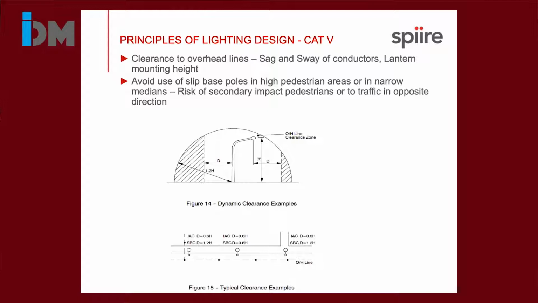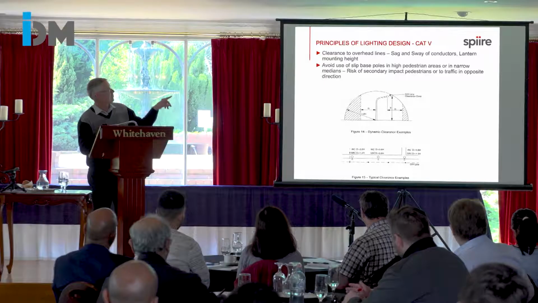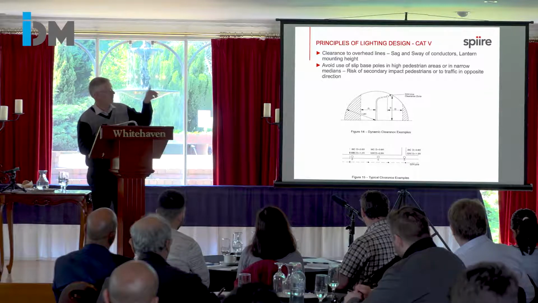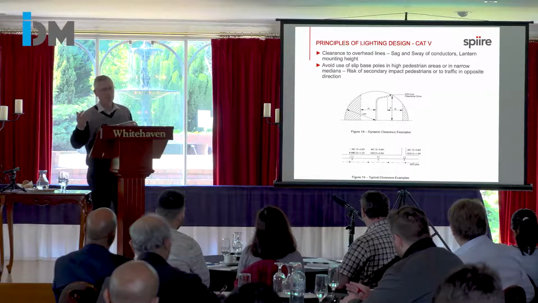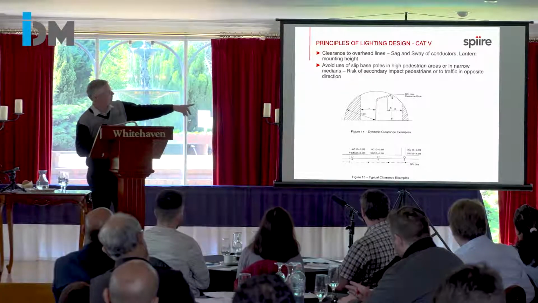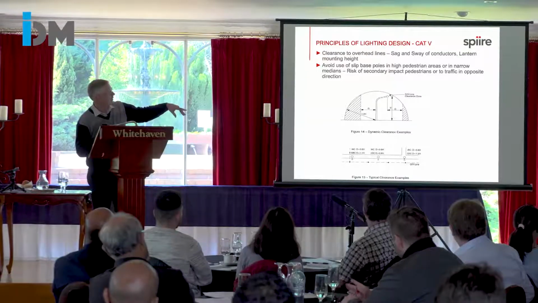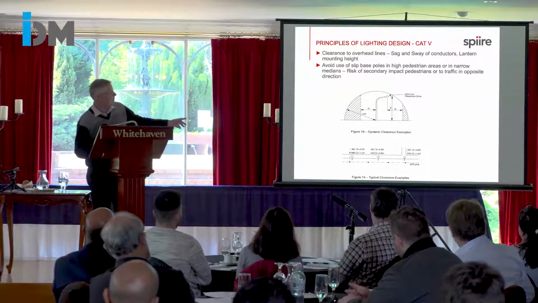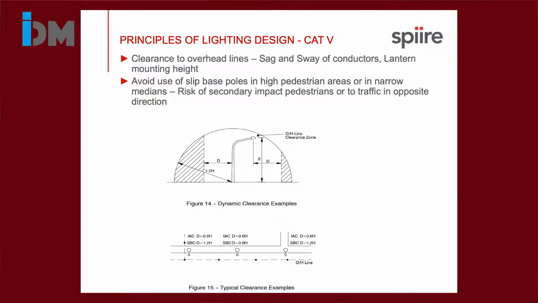You also have, I'm nearly at the end here, so last couple of slides. This is a pretty important one because I have seen situations where Powercor and the supply authorities have actually missed picking up clearance of new lights to existing power lines. And you have a dynamic clearance for slip base poles and for impact absorbent poles. See down here, you've got impact absorbent pole, dynamic clearance is 0.6 of the mounting height.